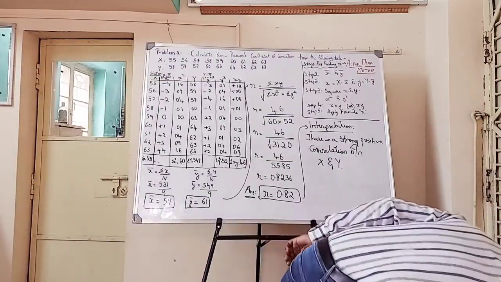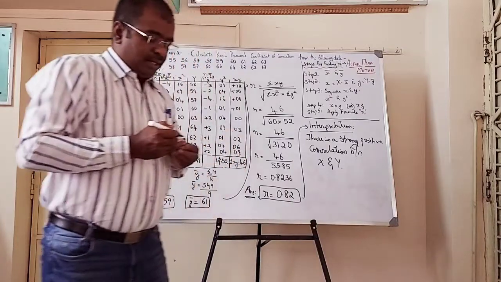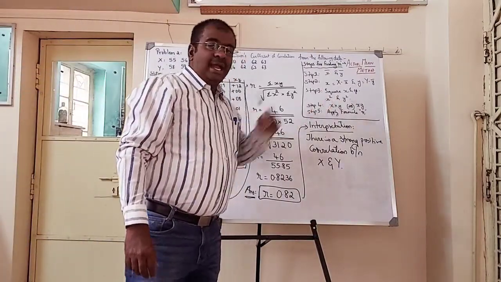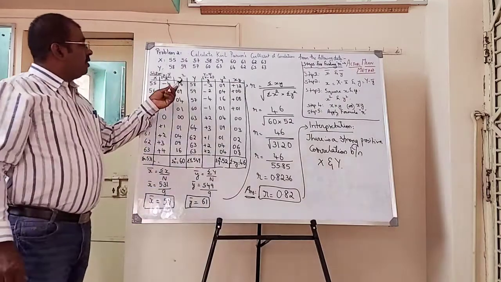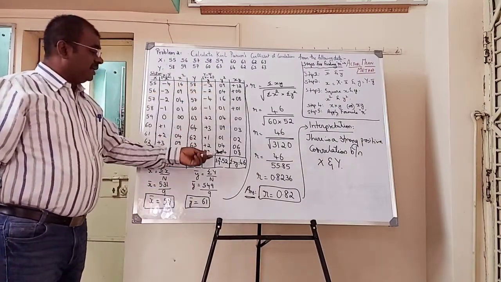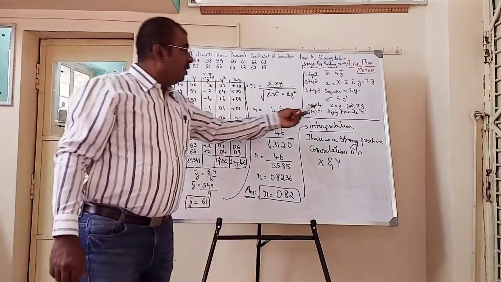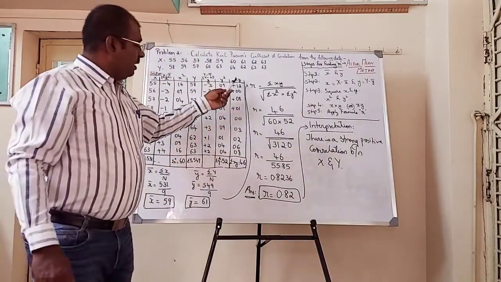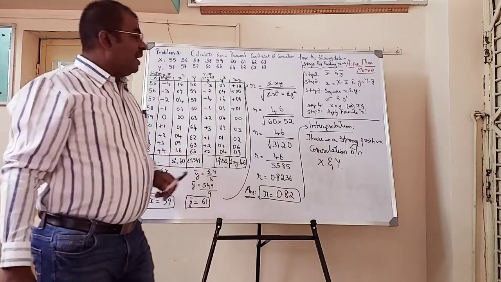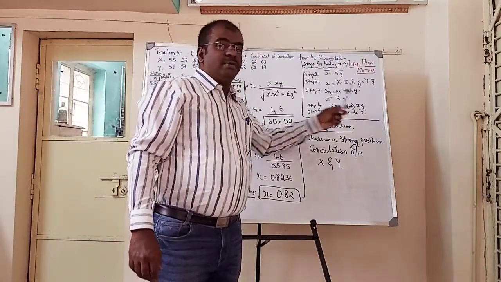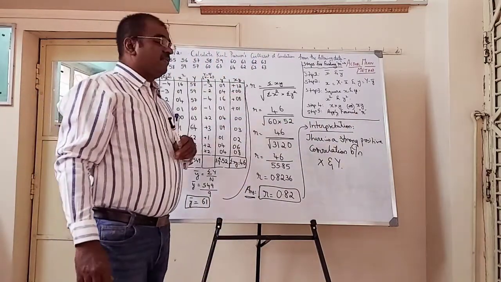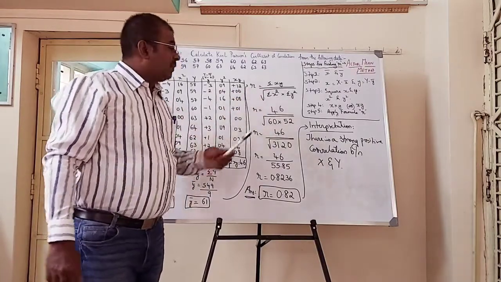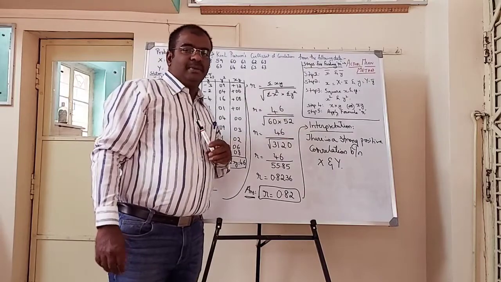Step number 3, we are calculating the squares, X square and Y square. Here we have got the X square and we have calculated the Y square. Step number 4, we are finding the product of X and Y, so X into Y, the product of X, Y is here. And finally, we are applying the formula of Karl Pearson's coefficient of correlation, R is equal to sigma xy divided by square root of sigma x square into sigma y square.